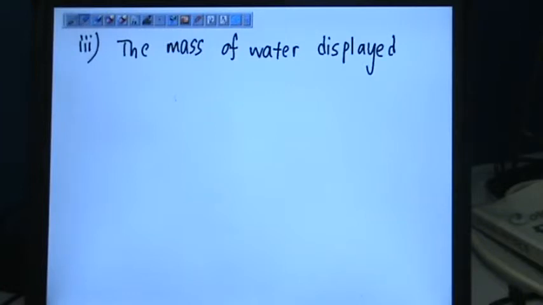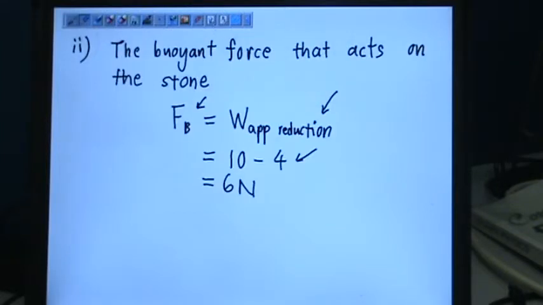They ask for the mass of the water being displaced. Sorry for the wrong spelling. Mass of the water being displaced. So basically, buoyant force is also equals to weight of the water being displaced. So you have the answer just now. The buoyant force, 6 Newton.